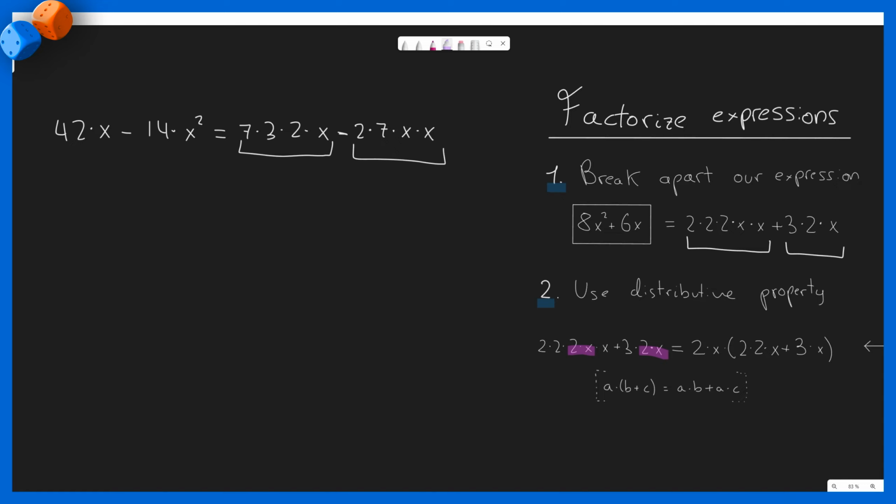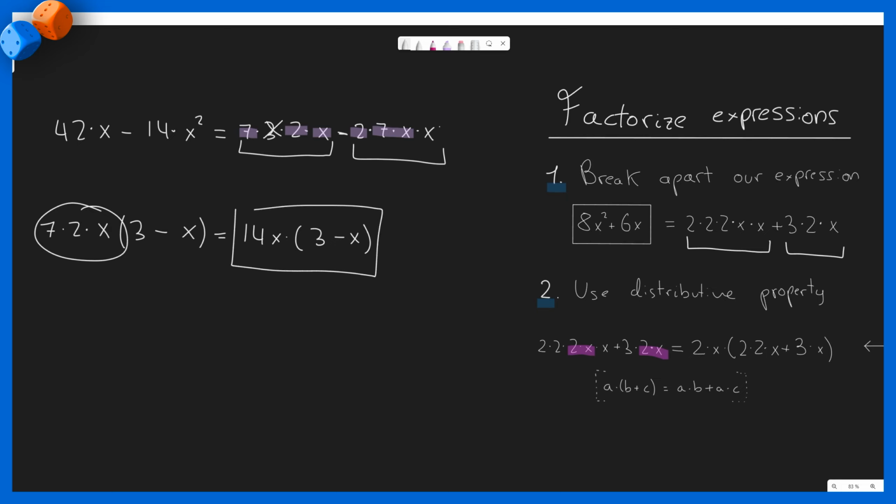In this case, it's easy to see that 7, 2 and x are common in both addends. So we will write them outside of our parentheses: 7 times 2 times x. Now we open a parenthesis and we write all the numbers we left behind. In this case, 3 minus x. Finally, we will multiply all the products that are outside of our parentheses, giving us 14x times 3 minus x. And this would be the factorized expression.